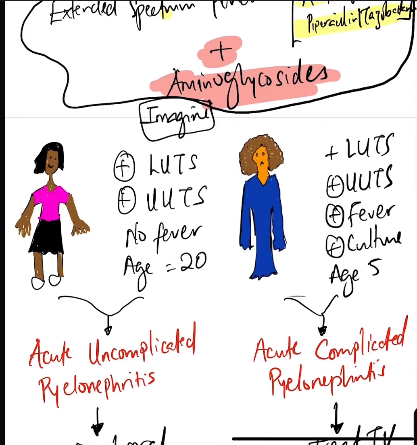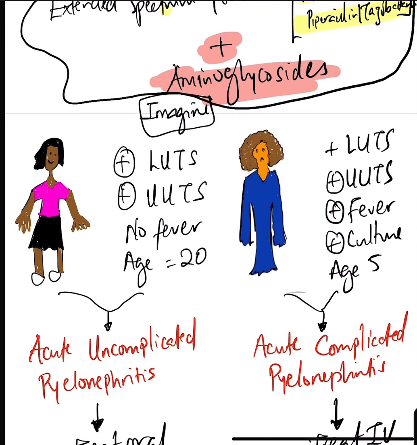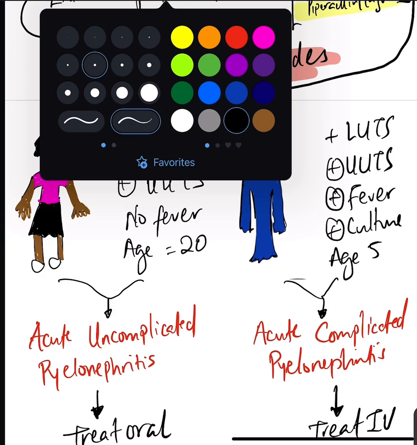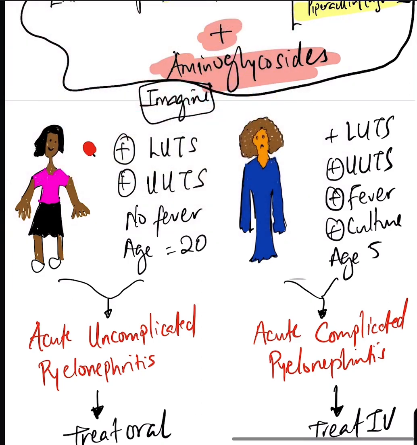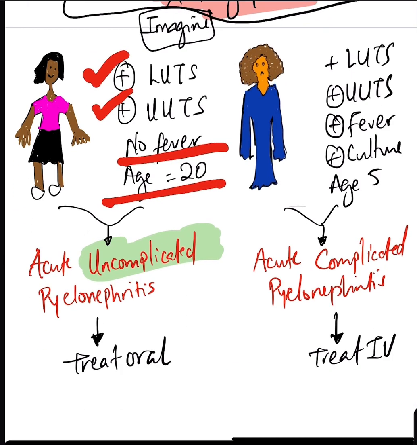So the summary again. This patient, if you remember, is the patient with acute uncomplicated pyelonephritis, the one that we're going to give oral. She tested positive for lower urinary tract symptoms. She tested positive for upper urinary tract symptoms, but she doesn't have fever and she's very young, which means her case is uncomplicated. Yes, she has pyelonephritis since she has upper urinary tract symptoms, but it's uncomplicated.